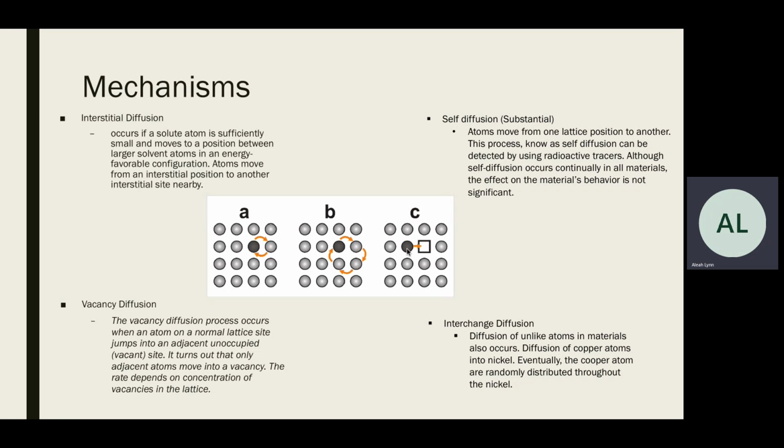And then the last mechanism that I will be discussing is interchange diffusion. Diffusion of unlike atoms in materials also occurs, such as diffusion of copper atoms into nickel. Eventually, the copper atoms are randomly distributed throughout the nickel. So this is example A. I think I said self-diffusion was A, but that is B, sorry.